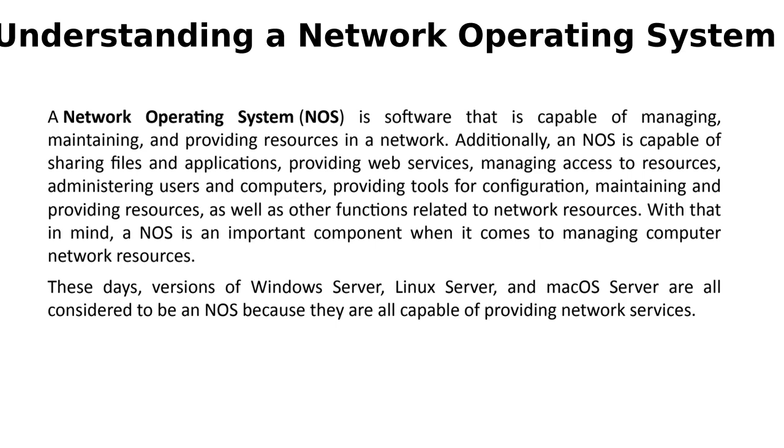So what is a network operating system? Any idea? A network operating system is software that is used for managing, maintaining, and providing resources in a network. Like your computer, you should have Windows, right? Same thing in the network, you should have some operating system for the network. For example, Windows Server 2012, Windows Server 2016, Windows Server 2019, Linux, Unix, Mac OS.